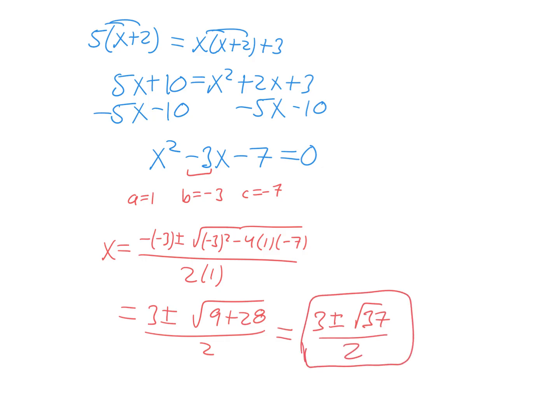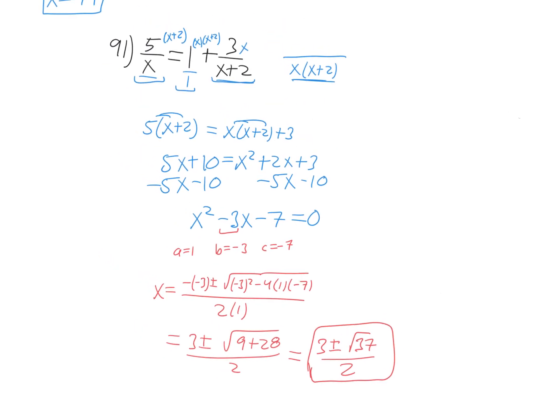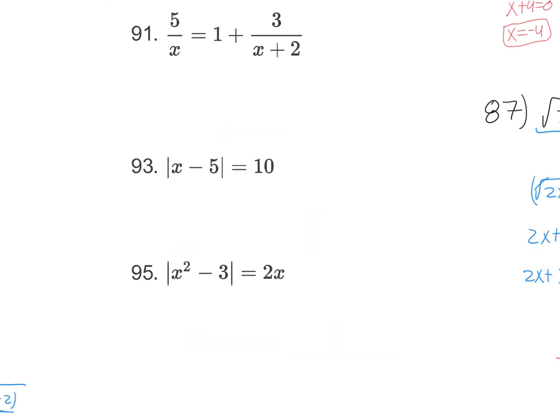And then our only restriction here is that I can't have 0 on the bottom. But of course, the only things that would make the bottom 0 are if this x was 0 and if this x was negative 2. Obviously, this big radical answer is not going to get you 0 or negative 2, so this is a valid solution. I do have room over here to finish up the rest on this page.